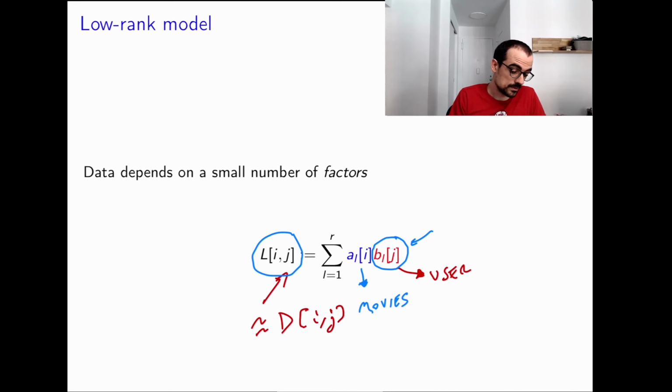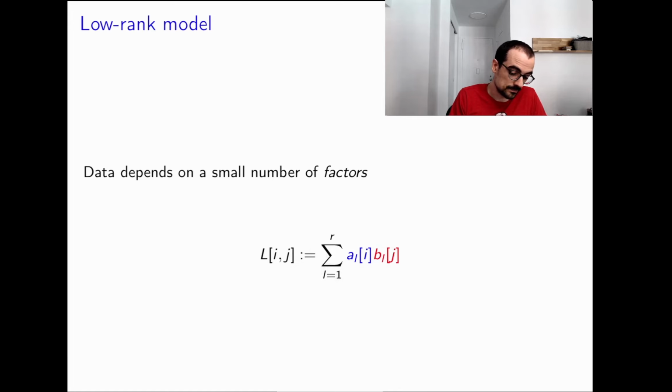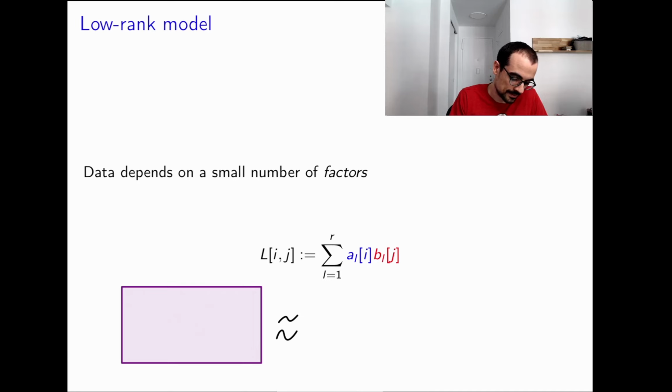If you think about it, essentially what we're saying here is that our data, I'm going to draw a picture now. So I'm going to change the color to purple. So we have this big matrix of data that is n1 by n2. What we're saying is that we can express it approximately as the product of these factors.